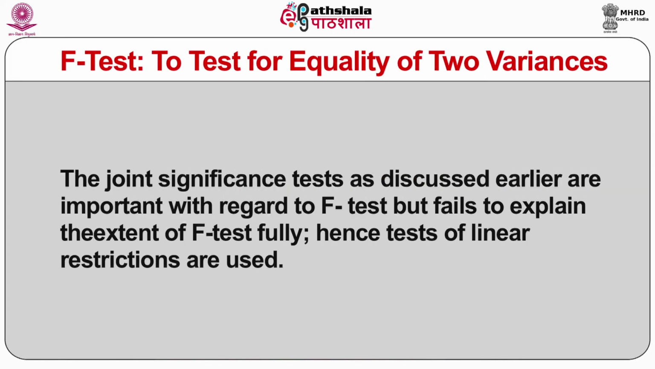The joint significance tests as discussed earlier are important with regard to the F-test, but fail to explain the extent of the F-test fully. Hence, the tests of linear restrictions are used.